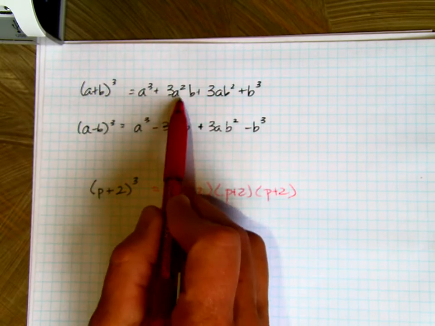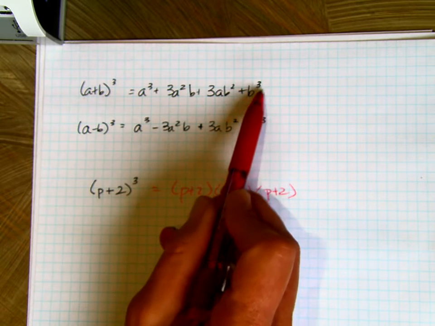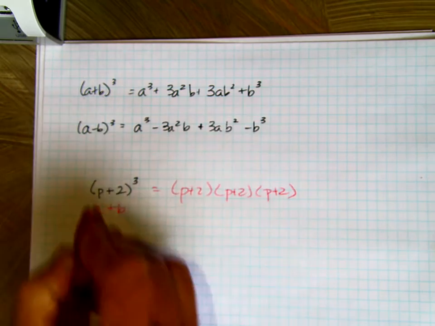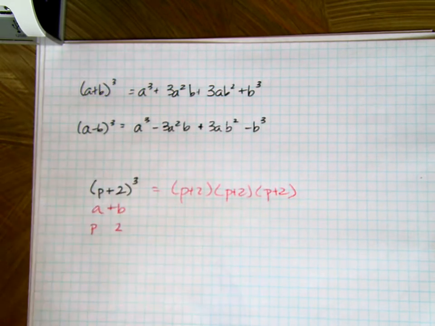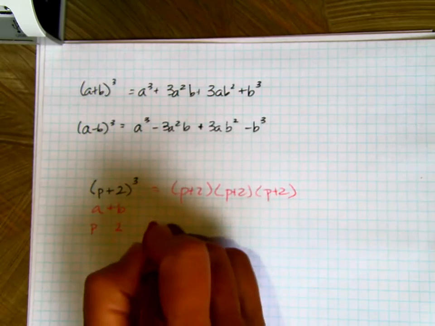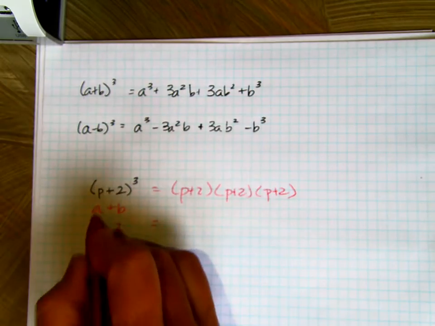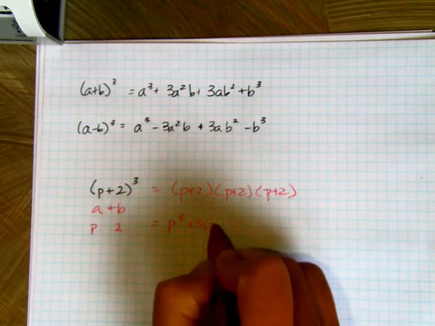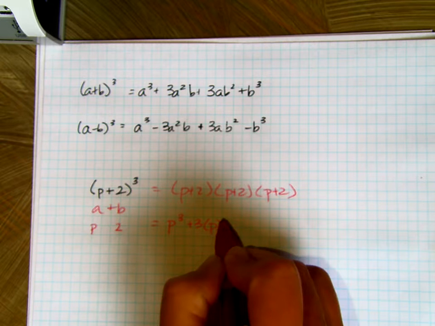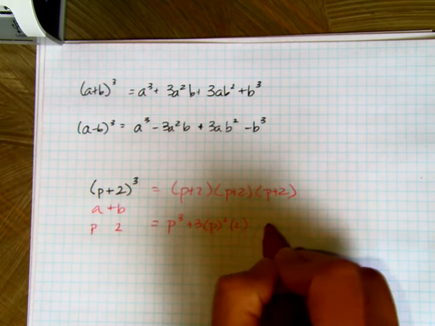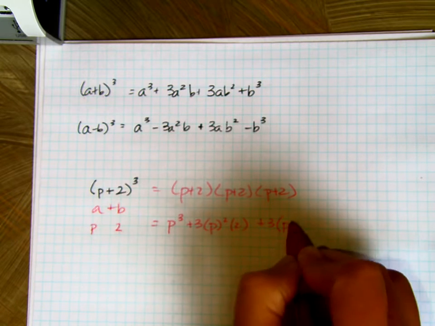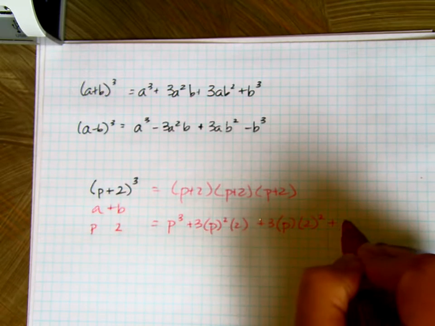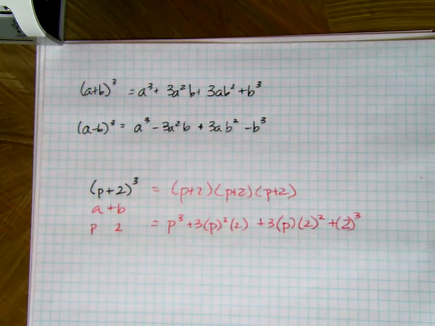a cubed plus 3a squared b plus 3ab squared plus b cubed. So this is your a, and this is your b. So your a is a p, and your b is a 2. So if I follow the pattern a cubed, what's my a? A p. Plus 3 times my a squared times my b, which is a 2, plus 3 times my a times my b squared plus my b cubed.